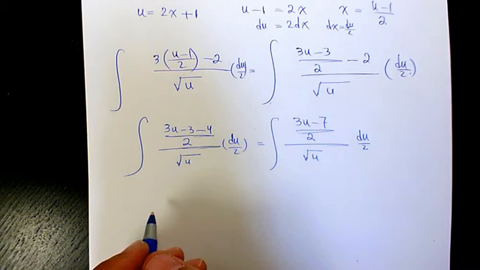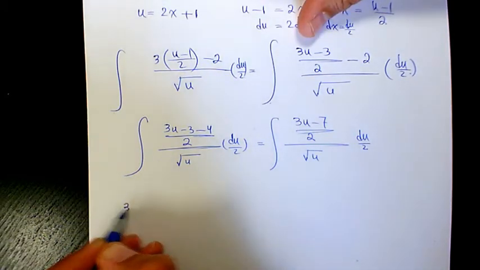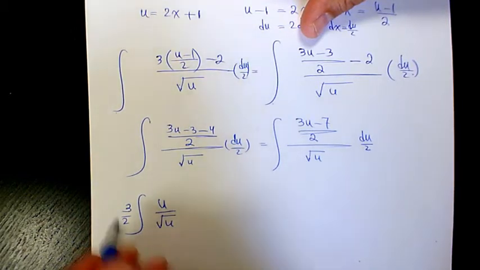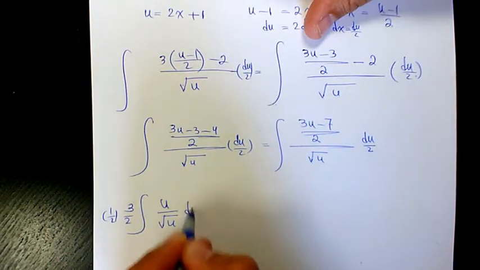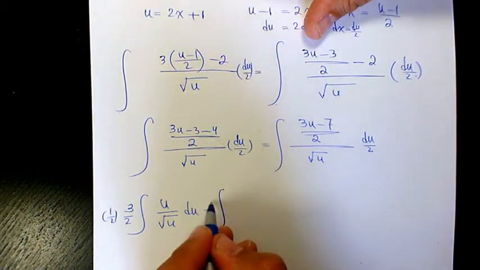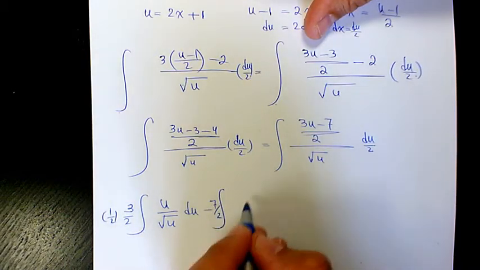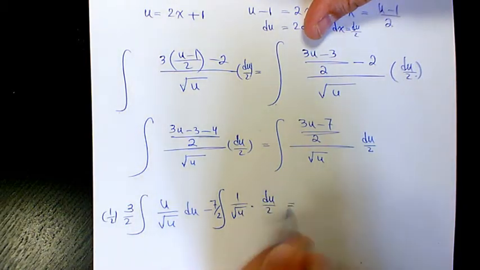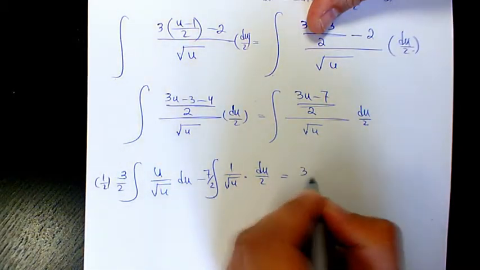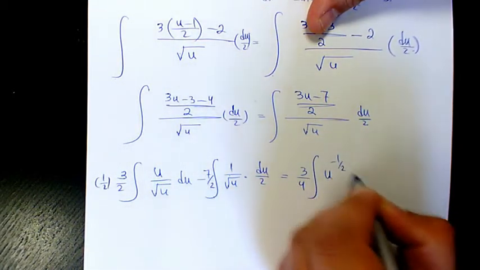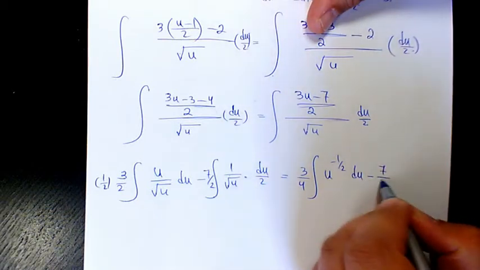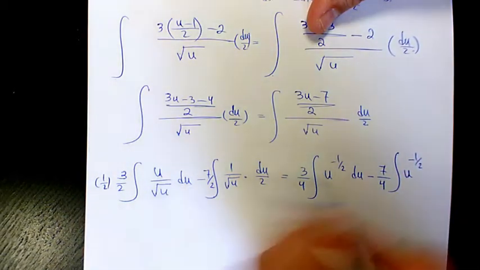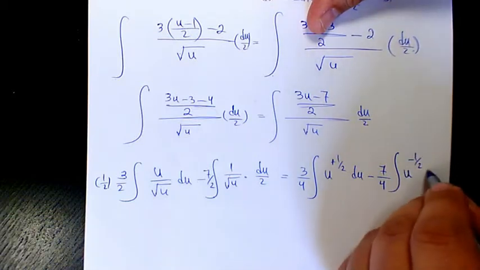Then I can take it out and have 3 over 2 times u over root u times 1 over 2 du, minus 7 over 2 integral of 1 over root u du over 2. So that's going to be 3 over 4 u to the power of positive 1 over 2 du minus 7 over 4 u to the power of negative 1 over 2 du.